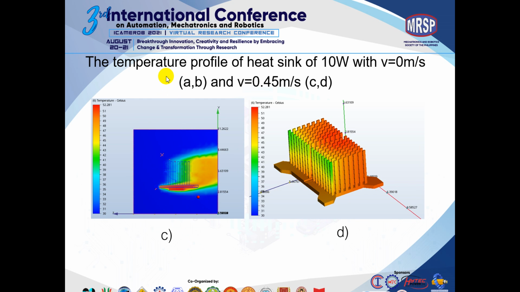And this is the temperature profile of 10 watts with velocity of 0.45 meters per second. You can see that the heatsink will be cooler, and the temperature of the chip will reduce.